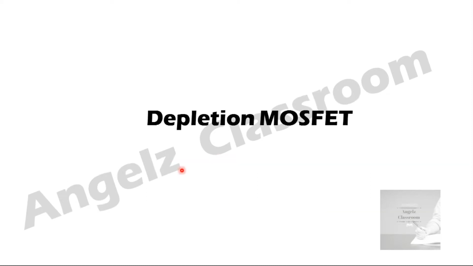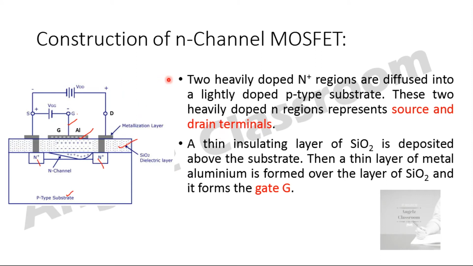So the first classification we are going to see is the depletion MOSFET. In this topic you will see the operation, construction, and the advantages and disadvantages. So here comes the construction of the N-channel MOSFET. To construct the N-channel MOSFET, you have to take a P-type substrate. Keep in mind that to design an N-channel or P-channel MOSFET, you have to choose the substrate opposite to the type you are going to manufacture.